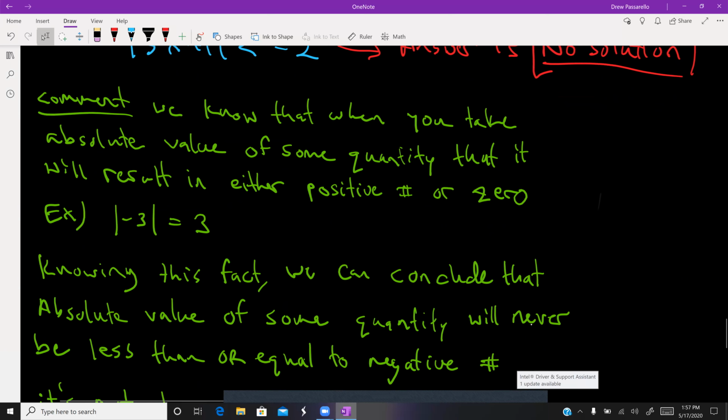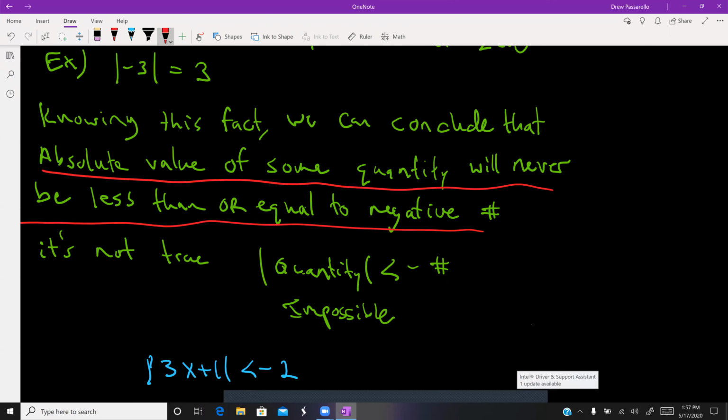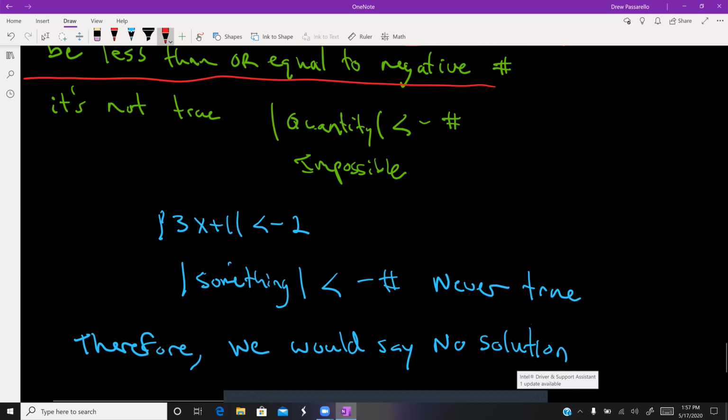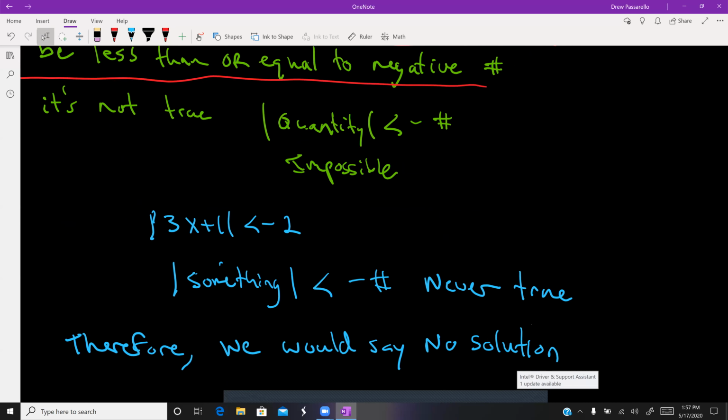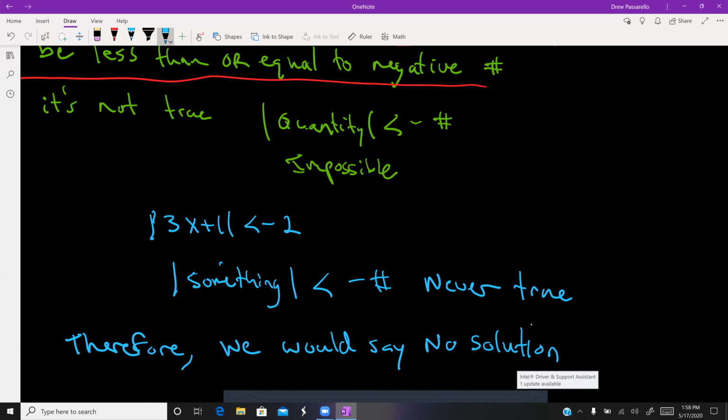Knowing this fact, we can conclude that the absolute value of some quantity will never be less than or equal to a negative number. So I'm saying it's not true, and I just wrote down absolute value of some quantity less than a negative number. That's impossible. So for our question, we have absolute value of 3x plus 1, less than -2, which, like I said, is going to be no solution. All right, so that's the answer. It's no solution.